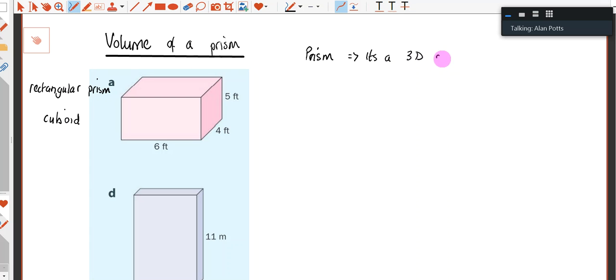Okay, but the definition of a prism, which I know we talked about last year, is a 3-dimensional object with a constant cross-sectional area. So what do I mean by a cross-sectional area? Does anyone know? Anyone want to have a go at guessing, or are you all just going to say no, I don't have any idea? Some form of feedback, please.